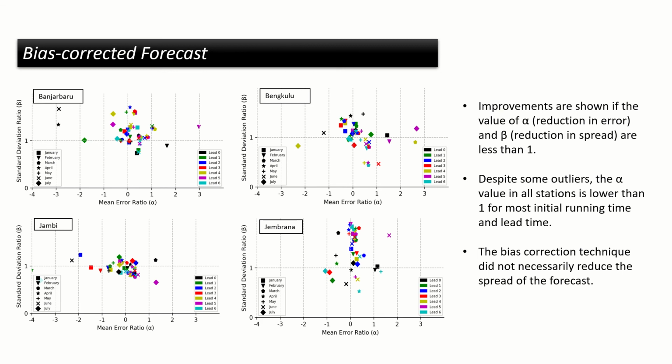So here we plot the value of alpha and beta in every station for every lead time and for every initial running time. So improvements are shown if the value of alpha and beta are less than 1. And despite some outliers, the alpha value in all stations is lower than 1 for most initial running time and lead time. However, the bias correction technique did not necessarily reduce the spread of the forecast because we still see a lot of beta values are actually higher than 1.